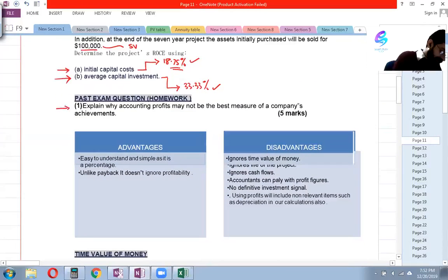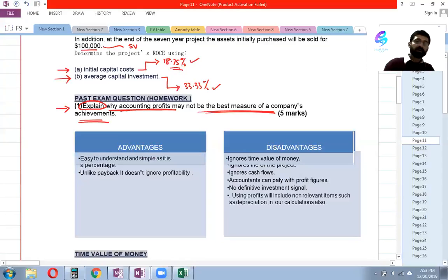There is a past exam question extract. It says, explain why accounting profits may not be the best measure of the company's achievement. So if you want to see if the company is doing good or bad, you should not be using profitability to judge it, right? Why? What do you think? What's the reason?